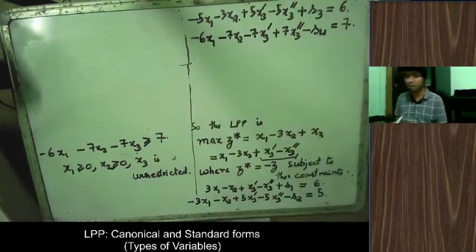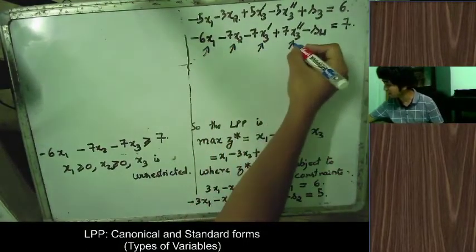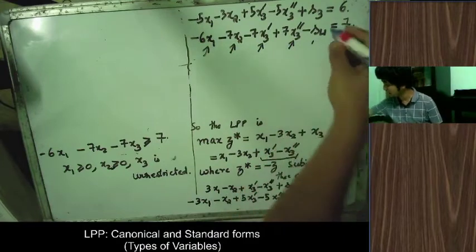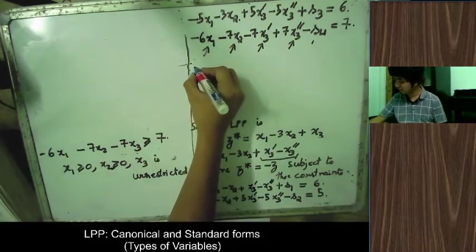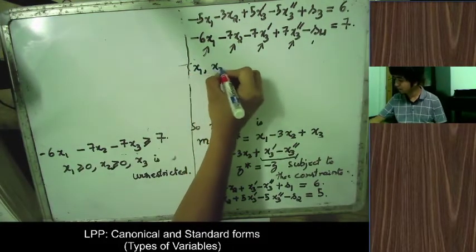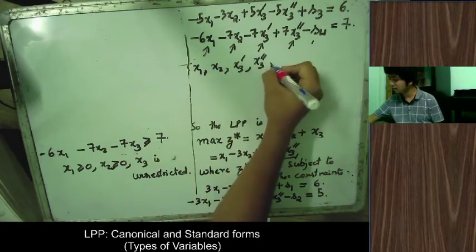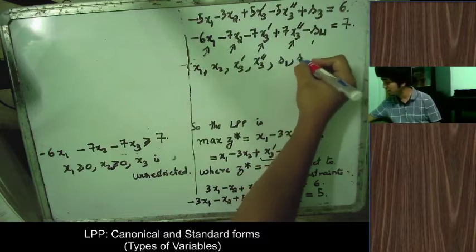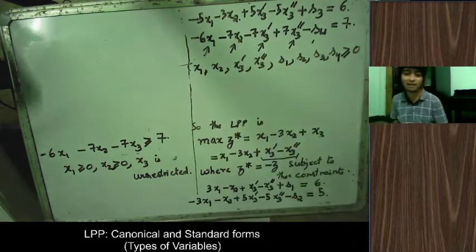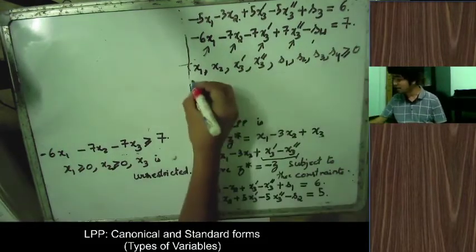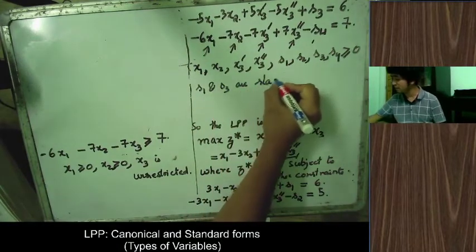Now if you look at the variables, they are x1, x2, x3 dash, x3 double dash, s1, s2, s3, s4. So we can write it as x1, x2, x3 dash, x3 double dash. Now we have so many variables, s1, s2, s3, s4, and they are all greater than or equal to 0. We can just mention s1 and s3 as slack variables.